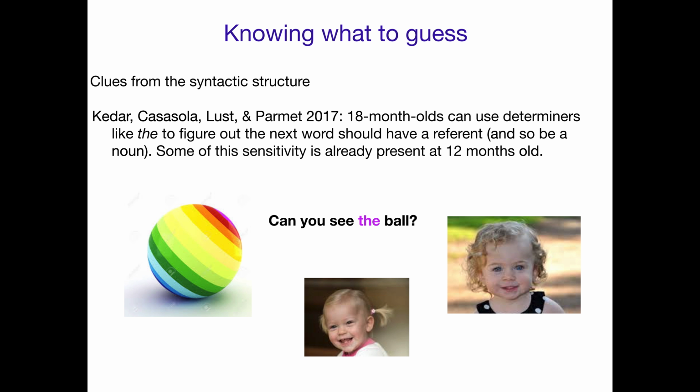And again, with 18-month-olds, there's a 2017 study that says you can also use determiners like the. So can you see the ball to figure out the word should have a referent and so be a noun, right? Can you see the ball? And this sensitivity is already present actually at 12 months old. So when you say can you see the whatever, 12-month-olds even have started to figure out that you're looking for an object and you're looking for a single salient object in context.